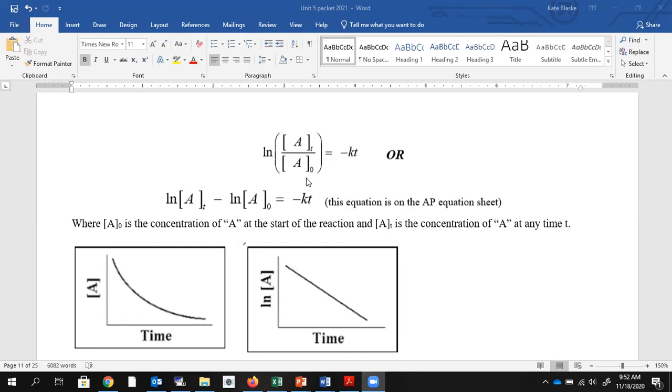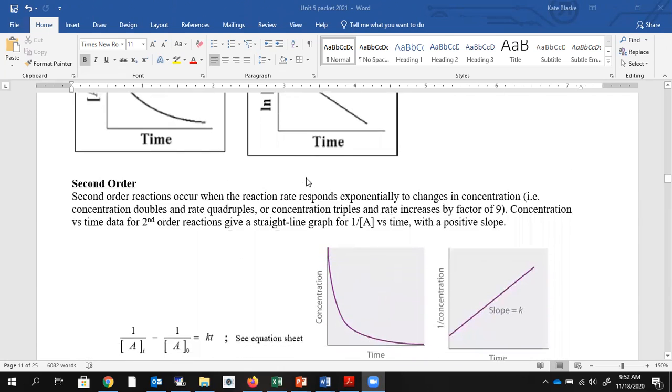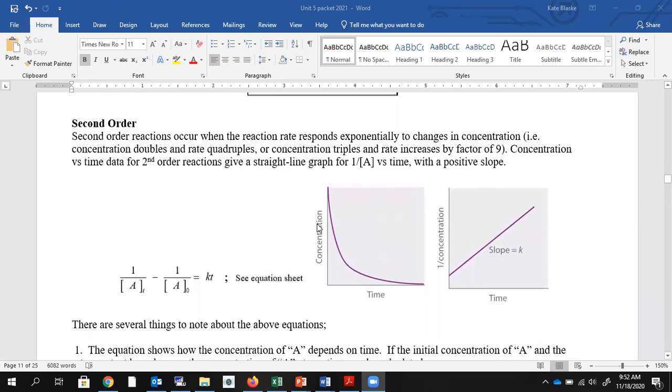Second order reactions also have a curved line for concentration versus time because the rate is changing exponentially with the concentration. In order to get that to be a straight line, we need to graph 1 over concentration versus time. That gives us our straight line. The second order graph is the only one that has a positive slope. So that slope is equal to K.